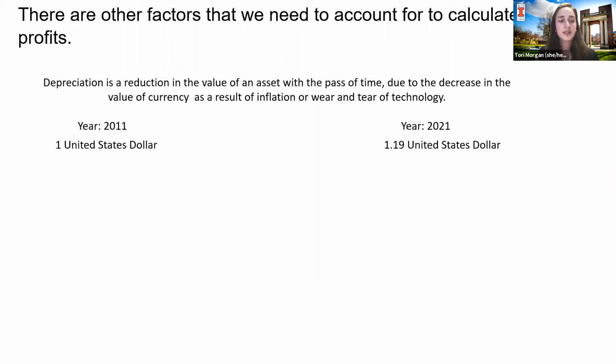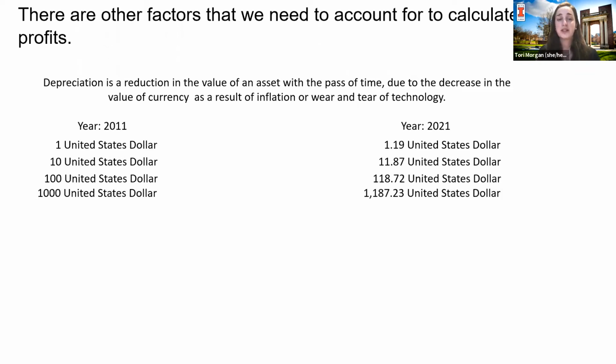So for example, we can see in the year 2011, one United States dollar equals $1.19 today. And that might not seem a lot, but when you have a larger sum of money, that's really going to make an impact over time. So you can see how it changes from 10 United States dollars, 100 United States dollars, and then 1,000 United States dollars is now $1,187.23 United States dollars.